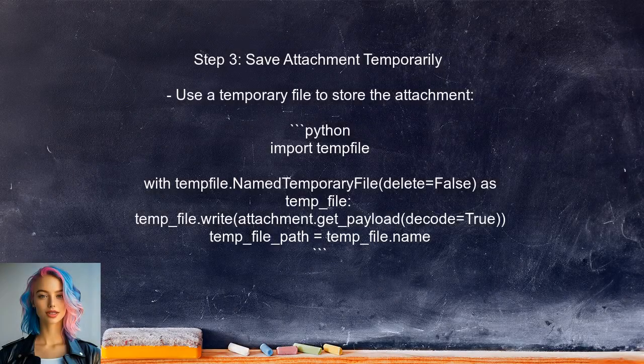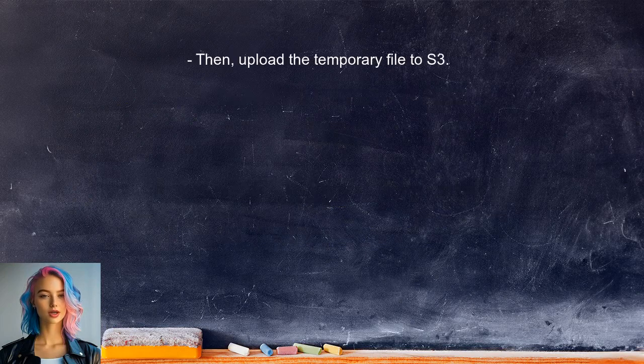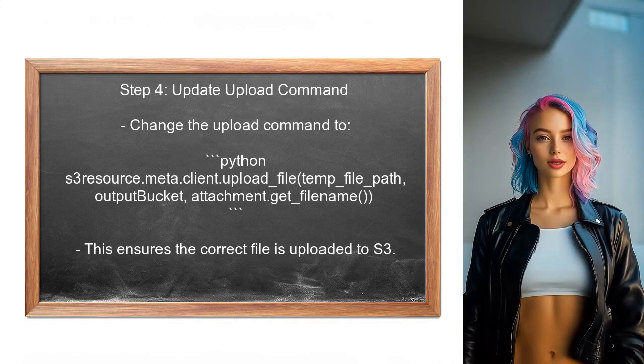Now, let's modify the upload process. Instead of using the file name directly, the user should save the attachment to a temporary location before uploading it to S3. Finally, the user should update the upload command to reference the temporary file path instead of the original file name. This will ensure that the file is found during the upload process.